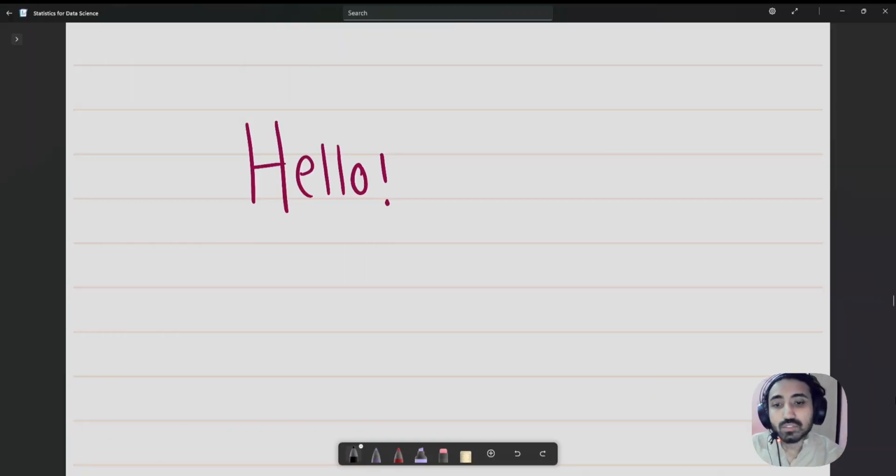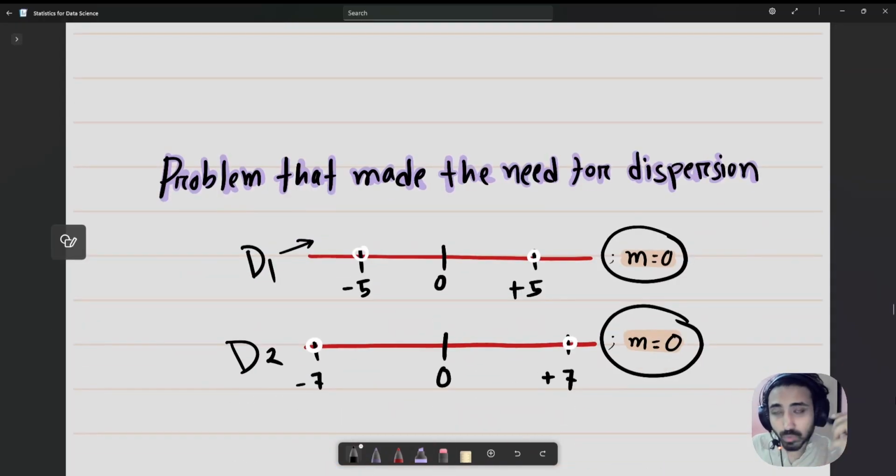Hello everyone. So in the previous lecture we have seen central tendency to describe a dataset, and in this lecture we will be seeing measure of dispersion to describe a dataset. So why do we need dispersion as we already have central tendency? We will be seeing that in this lecture. So first, let's see a problem that actually made the need for dispersion.